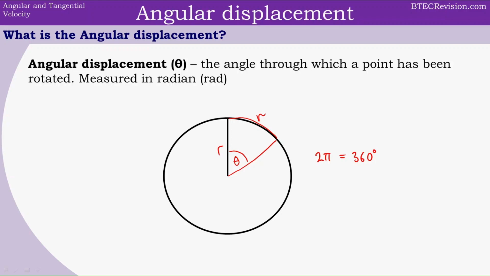Angular displacement is the angle through which a point has been rotated. The unit for this is radian, or rad for short. Unlike normal displacement that we are used to, instead of measuring distance, we are measuring the angle. We are measuring how the angle is changing for any object in circular motion. For example, if we have a full cycle, that would be a 360 degree rotation, which is equal to 2 pi. So the angular displacement is 2 pi.